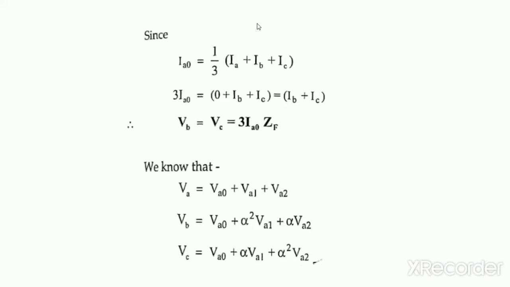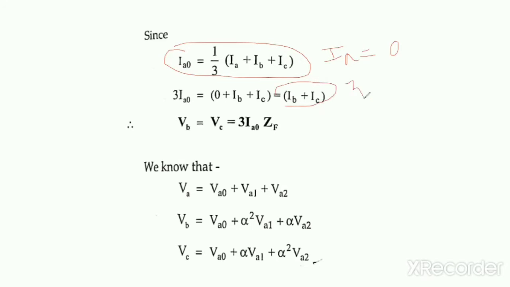What is the formula for IA naught, the zero sequence current? IA naught is equal to 1/3 into IA plus IB plus IC. In the previous slide, we already observed that IA is equal to 0. Therefore, 3 IA naught is equal to 0 plus IB plus IC, which is written as IB plus IC.